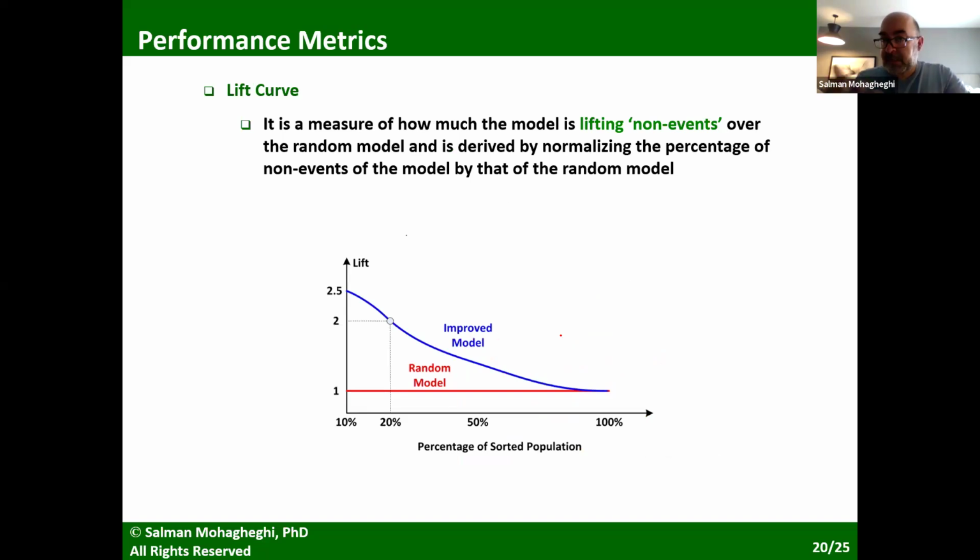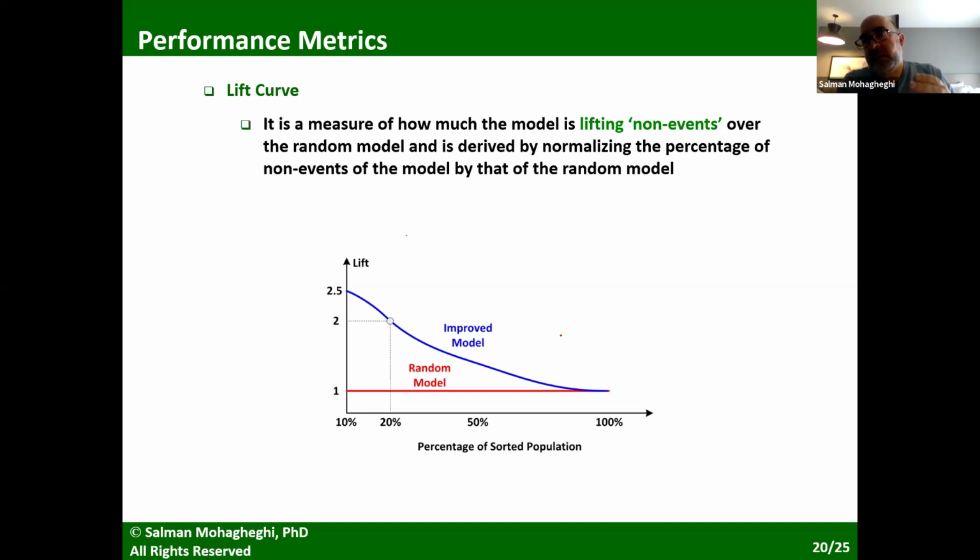The last one we're going to talk about, another metric, is known as lift. We call it lift because it is a measure of how much the model lifts non-events over the random model. And a lot of software packages actually derive these for you, so they plot the CAP curve or the lift curve for you. But in case you want to do it manually, it's not that difficult.